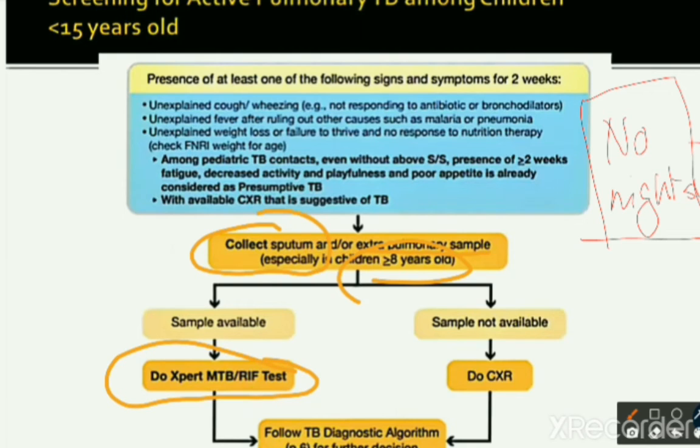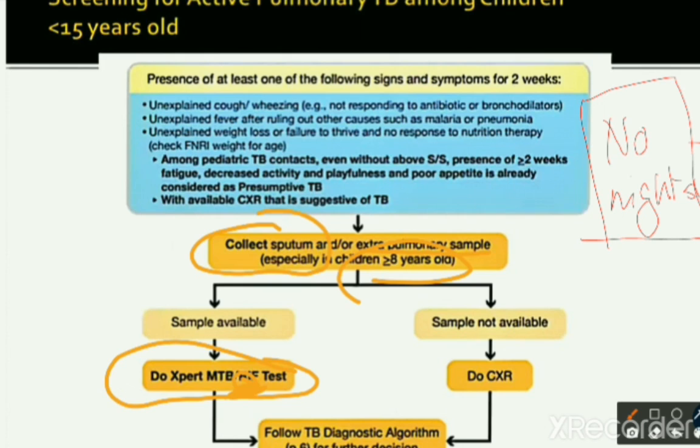Before, the diagnostic exam of choice was sputum microscopy, but now it is the GeneXpert, or the Xpert Mycobacterium tuberculosis test, or the RIF test, for resistance against Mycobacterium tuberculosis, because rifampicin is the determinant, the basis for the resistance. Then if a sample is not available, then do a chest x-ray.